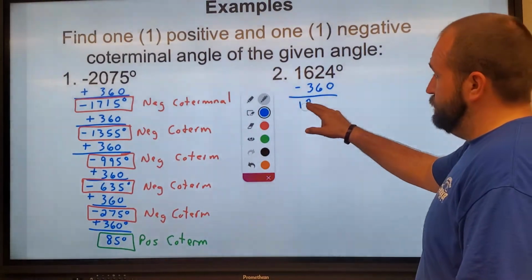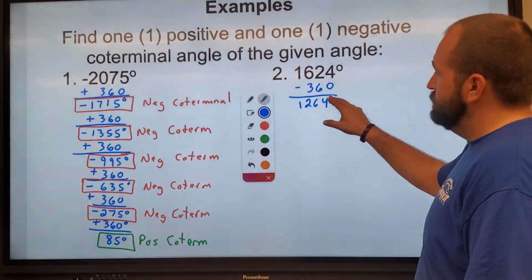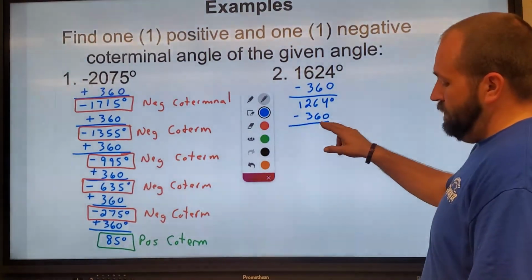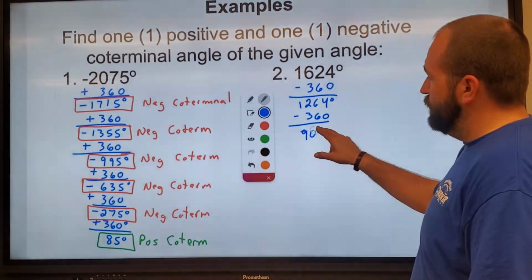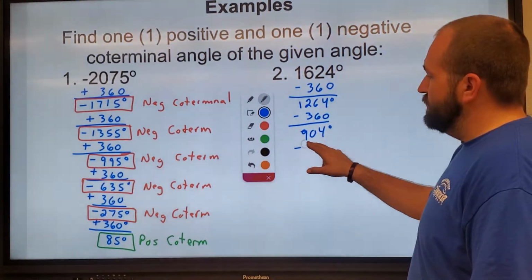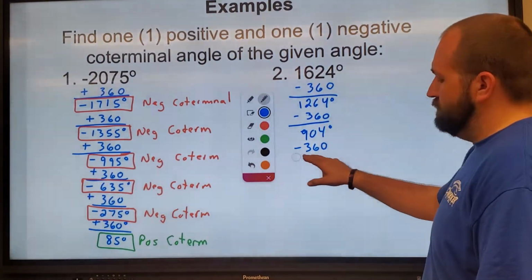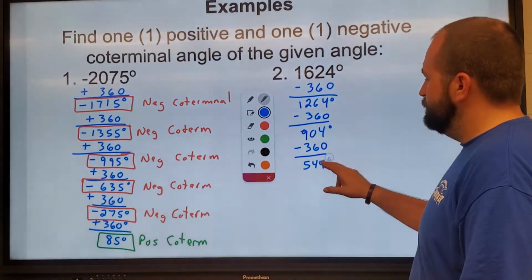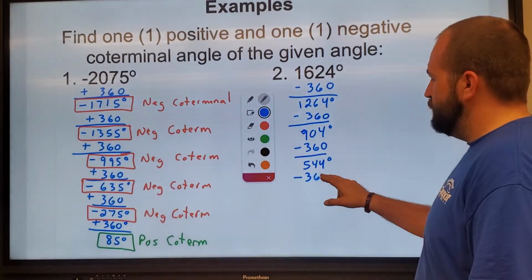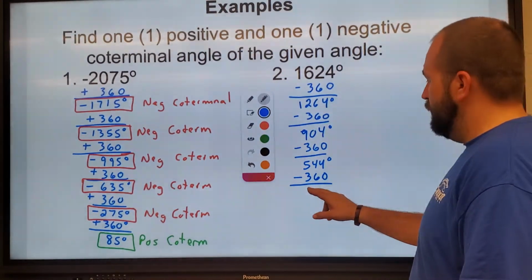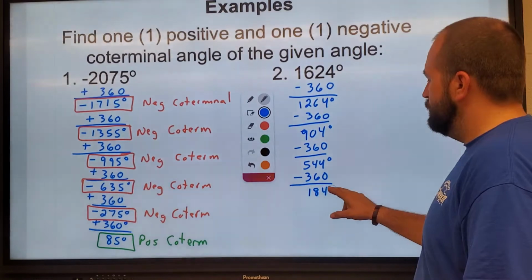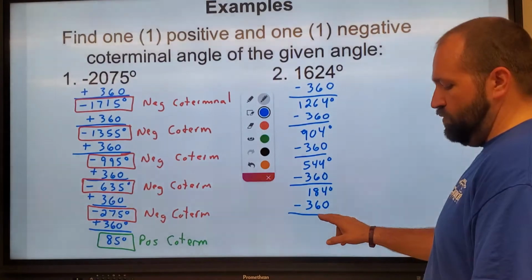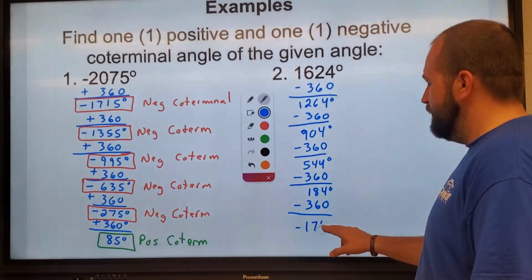I get 1,264 degrees. I can subtract 360 again. It's going to give me 904 degrees. I can continue subtracting 360. It's going to give me 544 degrees. And we're going to continue subtracting 360. That's going to give me 184 degrees. And because again we need to get to a negative value, I'm going to subtract 360 one more time. It gives me negative 176 degrees.